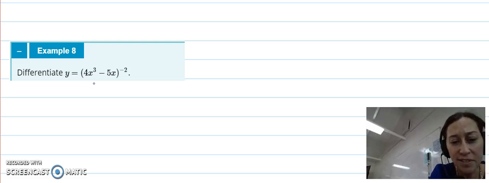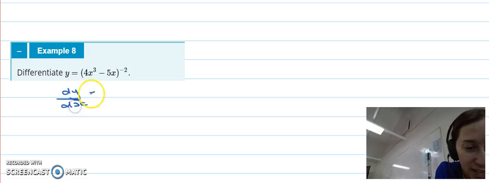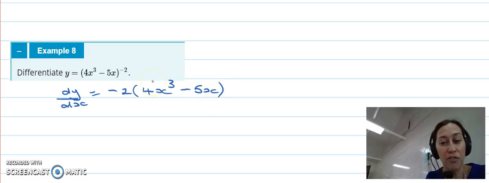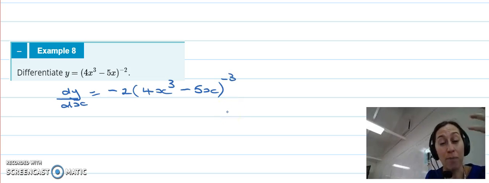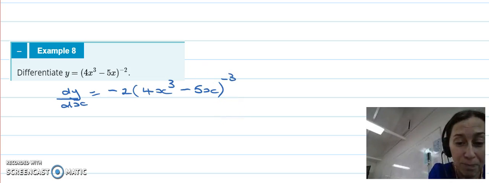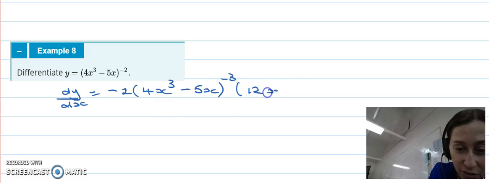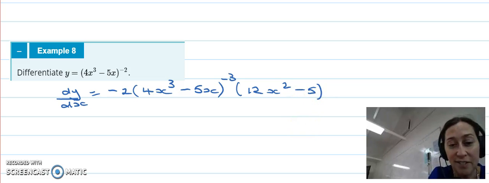Now, let's have a go at doing this using the shorthand. So we go straight to dy/dx. Let's pull that power down, so negative 2. Keep the bracket the same, 4x cubed minus 5x, and reduce 1 off the power there, which is negative 3. Now I need to then, as an extra step, multiply by the derivative of the bracket. So this is going to require some tidying up, obviously. I get 12x squared minus 5.